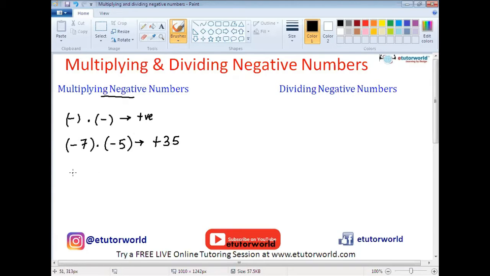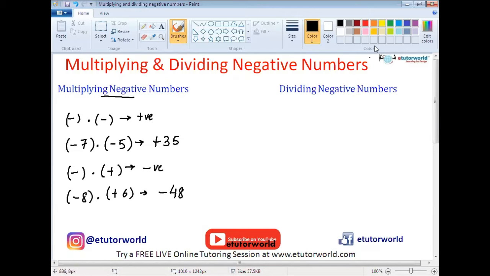Let's take the case when one number is negative and the other number is positive. The answer is always negative. So let's take another example here. Negative 8 times a positive 6 is negative because one is negative, one is positive, and 8 times 6 is 48.